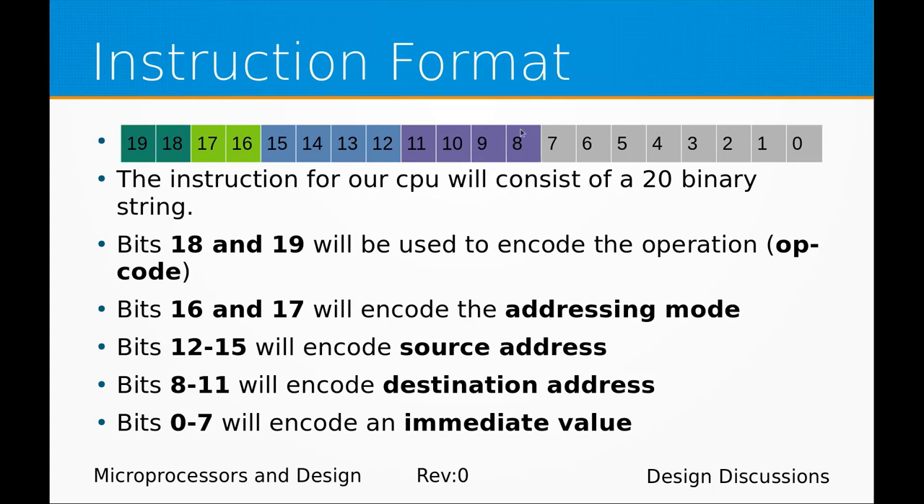Supposing we are performing immediate addressing, it means that the value we want to operate on is inside the instruction itself. If that is the case, then that value will be stored in bits 0 to 7.